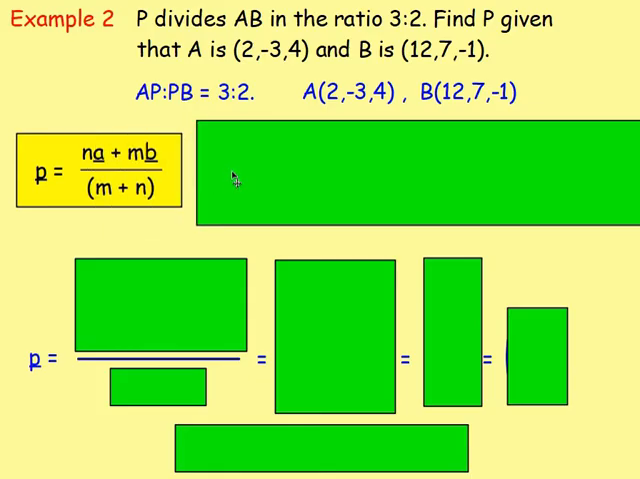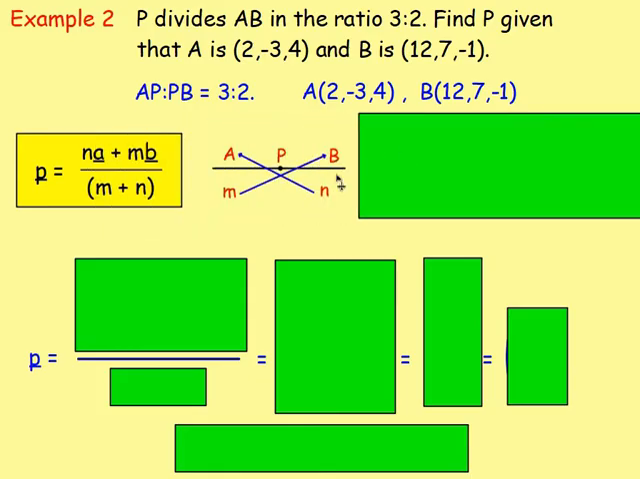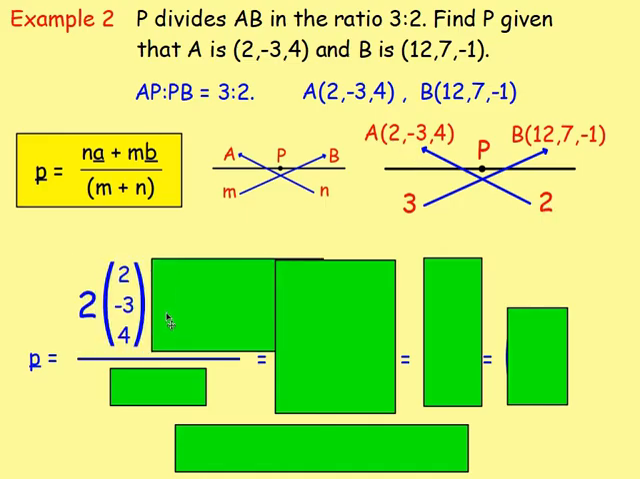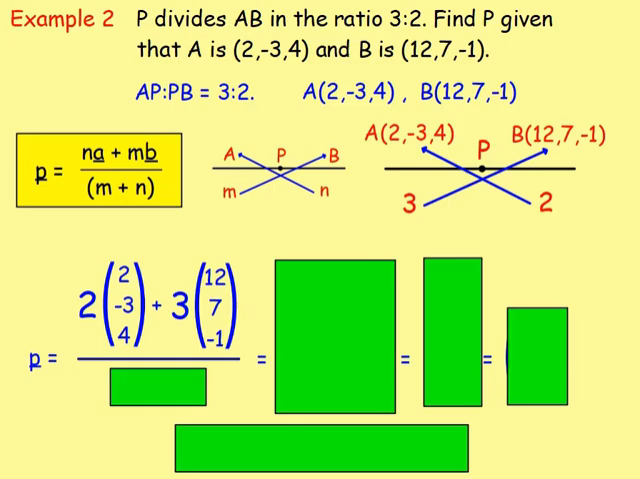The section formula is this. I find this diagram helpful. So I've got A and B, M and N. And from there, you can just put in these values. So you've got A and B, you know those coordinates, and you know the ratio is 3 to 2. From there, I am going to be doing 2 times position vector A, so it's 2 times (2, -3, 4). And I'm adding on 3 times position vector B, so it's going to be 3 times (12, 7, -1). I'm going to be dividing that by the two numbers in the ratio added together, so it's the 3 add 2.